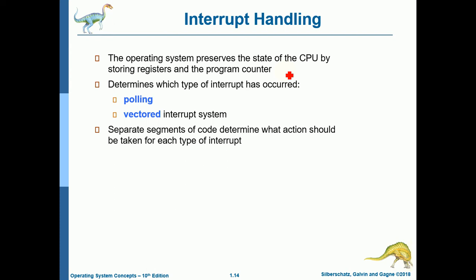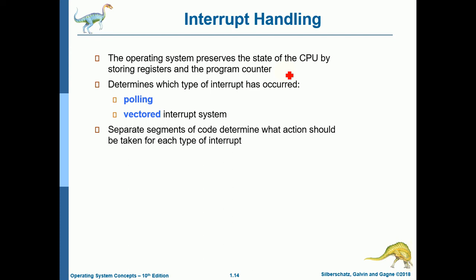Next, determining which type of interrupt has occurred. We have two types: polling and the vectored interrupt system. For polling, it is an I/O loop in which an I/O thread continuously reads status information, waiting for I/O to complete. That's the definition of polling.